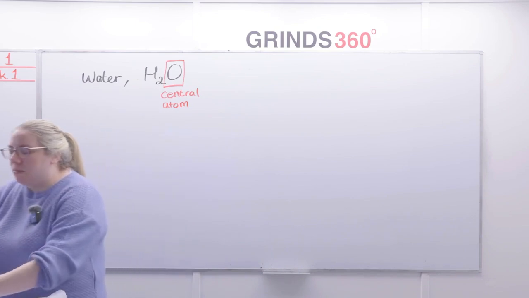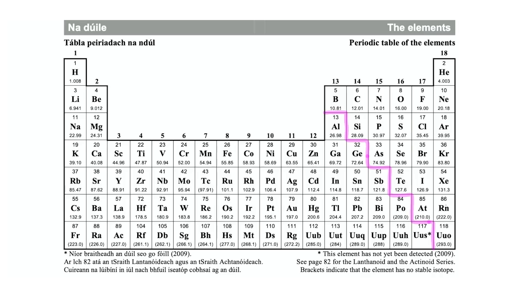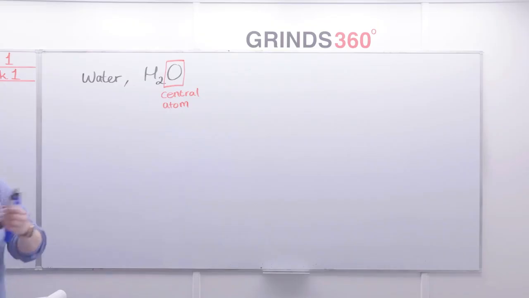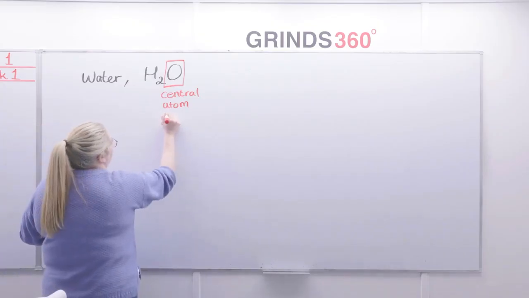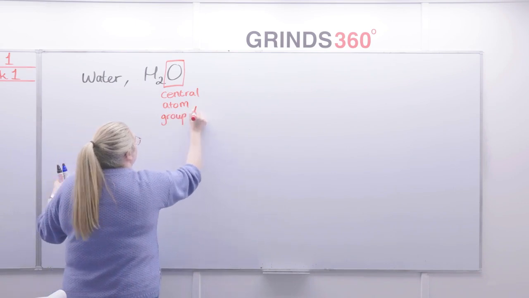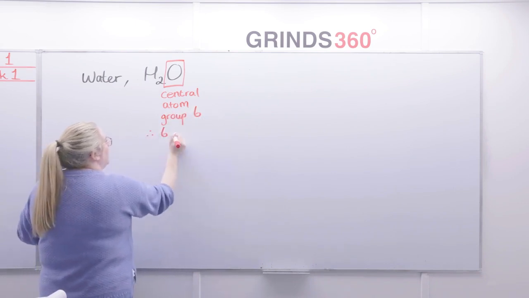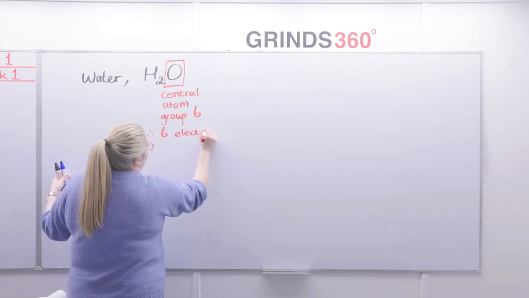Now here, this is where your periodic table is incredibly useful, so I'm going to flash that for a second. We need to find oxygen in our periodic table. Now, oxygen is over here on the right-hand side. It's there, and it's in group number 6. That means oxygen has 6 electrons in its outer energy level. Okay, and I'm going to write that in. So oxygen is in group 6, therefore it has 6 electrons in the outer energy level.